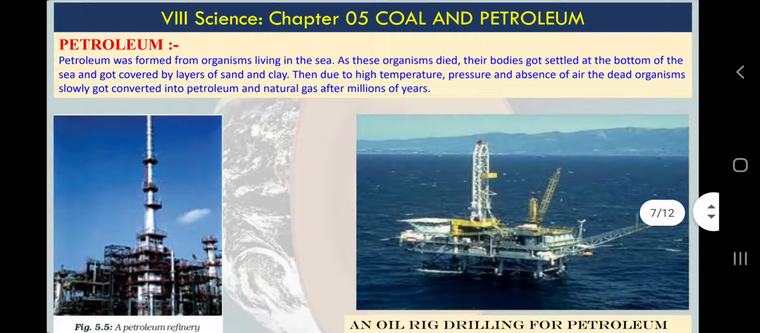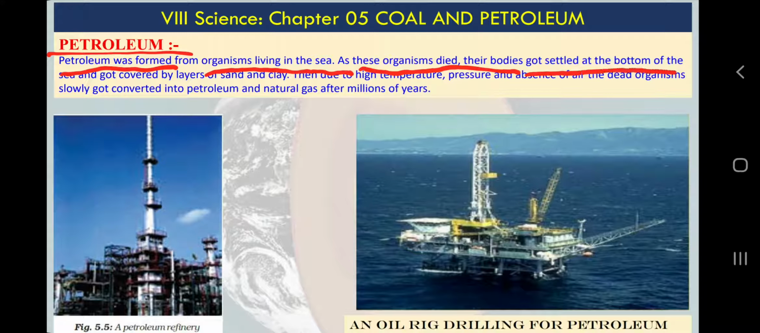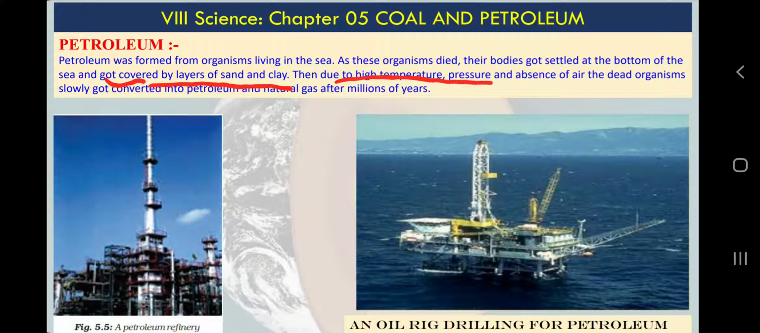Next thing is petroleum. What do you mean by petroleum? Coal was formed on the land when natural disasters buried plants and vegetation, and petroleum forms by the same process if it happened in the sea. So petroleum was formed from organisms living in the sea. As these organisms died, their bodies settled at the bottom and got covered by layers of sand and clay. Roughly it's the same type of process which happened on land for coal, due again to high temperature and pressure and absence of air.